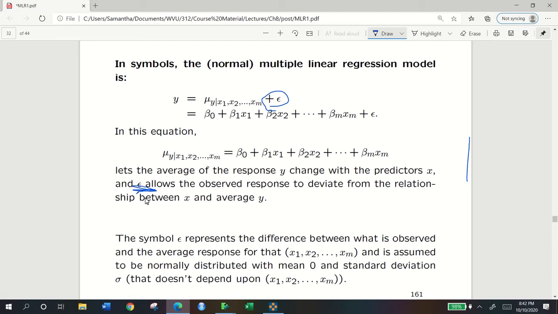And this epsilon is that same error term that you are familiar with. It allows for the observed response to deviate from the relationship between x and average y. And so our little epsilon represents the difference between what is observed and the average response for that x1, x2, all the way to xm. And it is, of course, assumed to be normally distributed with mean 0 and standard deviation sigma that does not depend on x1, x2, all the way to xm.